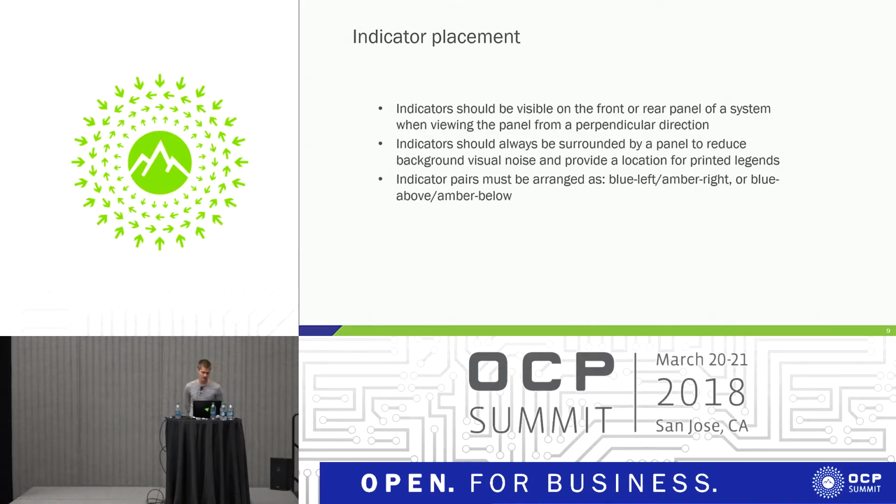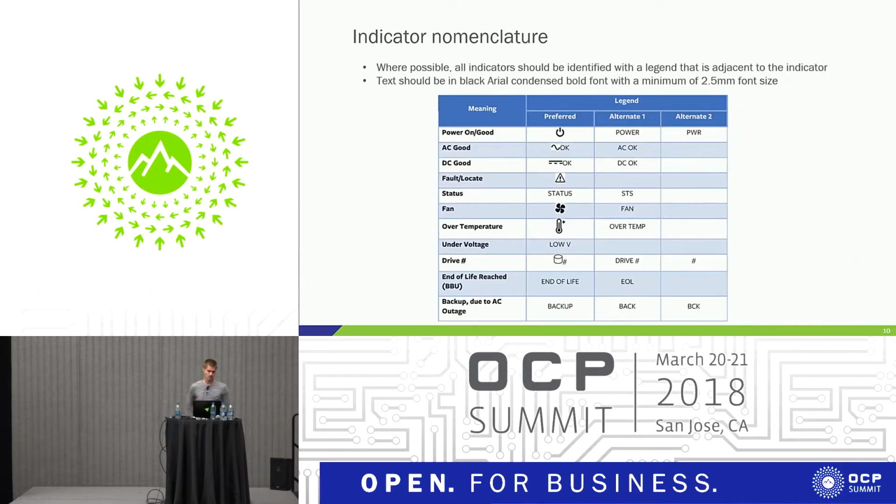Last, we say that anytime you have an indicator pair, which will be a common thing moving forward, that's to say you have a blue and amber couple, the blue will be on the left and the amber will be on the right. Or in the event that they're vertical, blue will be above and amber will be below. This is just to keep consistency so you know what to expect.